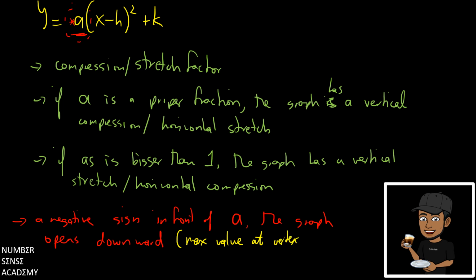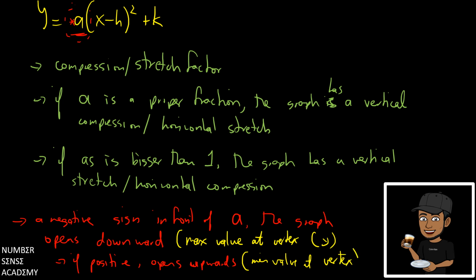When we say max value, like y, that's the biggest y is going to get. So the opposite is also true. If it's positive, if there's no negative sign, so if positive, the graph opens upwards. And we have a minimum value at the vertex. So y can only be that small. All right.